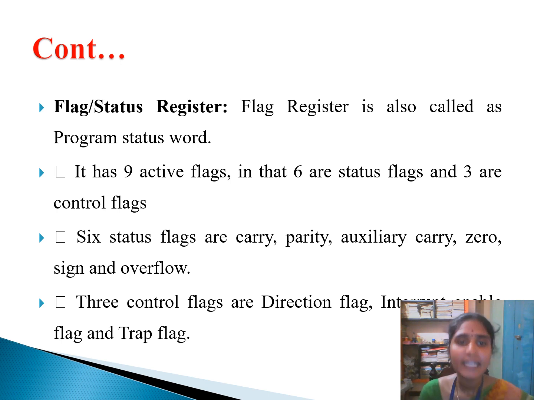Flag or status register. Flag register is also called as program status word. It has 9 active flags, 6 are status flags and 3 are control flags. 6 status flags are carry, parity, auxiliary carry, zero, sign and overflow. 3 control flags are direction flag, interrupt enable flag, trap flag.